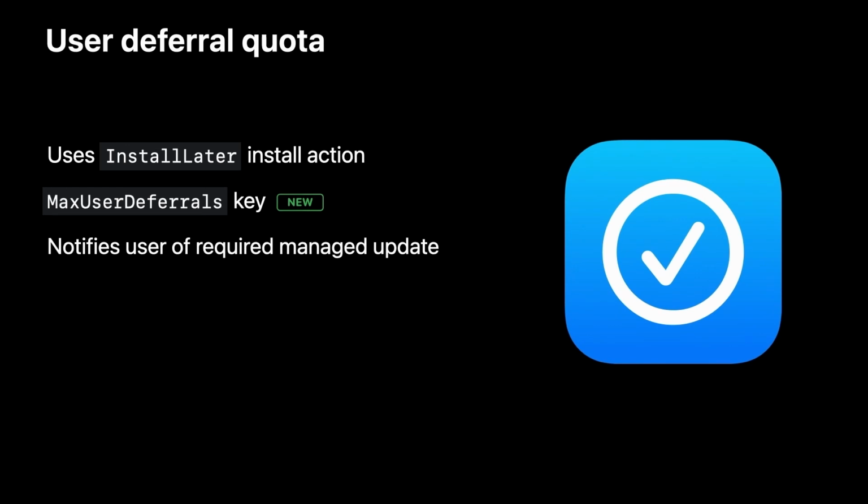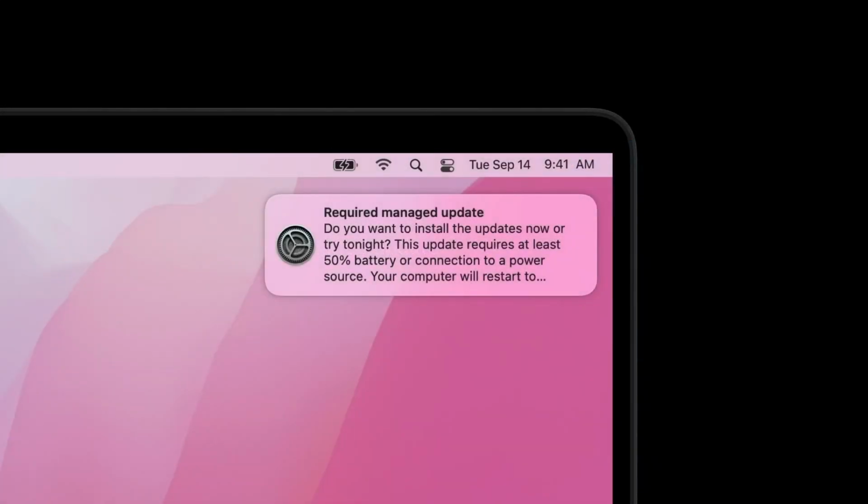The new user deferral quota option lets you specify a maximum number of times a Mac should prompt a user to install an update before the update is enforced. This uses the install later install action with a new key called max user deferrals. A notification is presented to the user informing them that a required managed update has been requested to install. The title of the notification is Required Managed Update and asks the user when they want to install it.